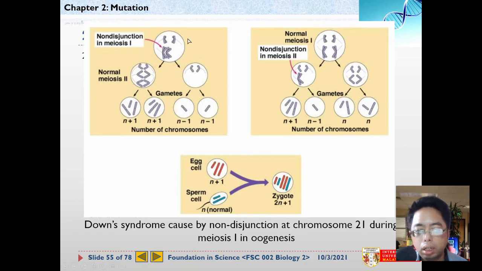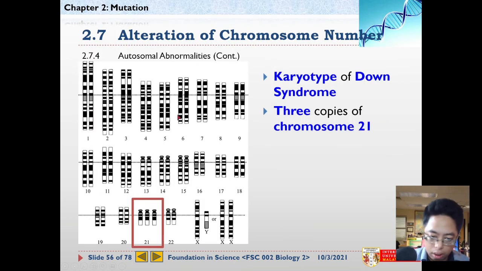Here, as you can see, it is non-disjunction in meiosis 1. You have an extra pair. This one has a lack of a pair. Okay, so due to this extra pair, if this happens in chromosome 21, then you'll have Down syndrome. So this is the karyotype of Down syndrome. Okay. What is the odd one? Here, chromosome number 21 has 3 instead of 2. Okay, 1 extra.